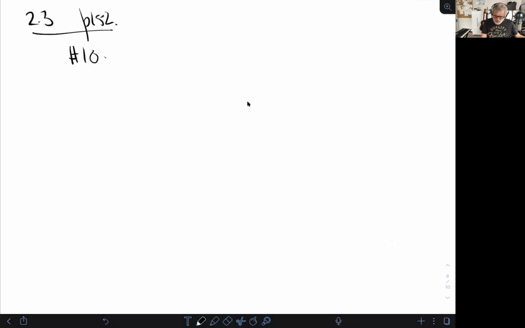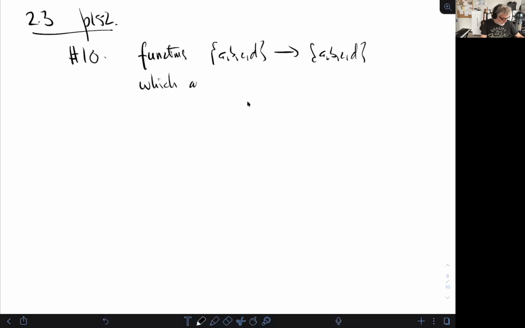we were given functions. So we have functions which go from the set A, B, C, D to itself. And we have to figure out which are one-to-one. Okay, so again, if you don't know what one-to-one means, you cannot answer the question. It is impossible. Okay, so you have to know what one-to-one means.